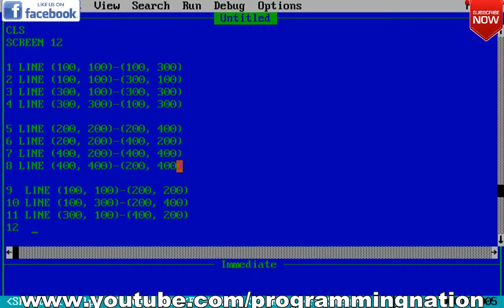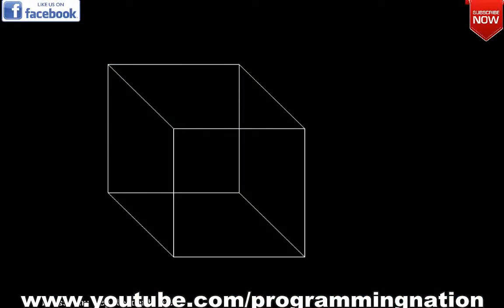So now I guess you would be able to understand the logic behind why I used to say that you should go in a particular manner, in a clockwise manner, and the coordinates should be one behind each other, so that you'll be able to locate them easily, and it becomes easier for you all to make any object with these steps. See, we are able to make a cube with the help of the line command in QBasic.